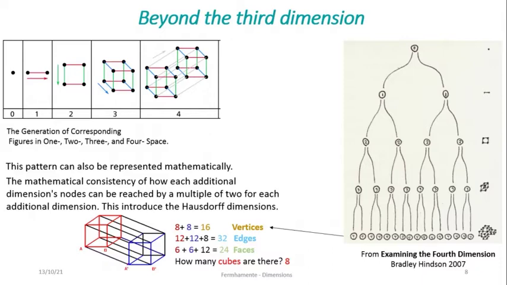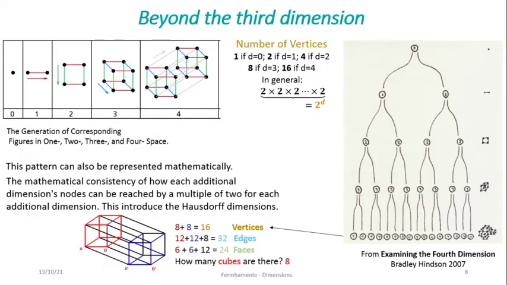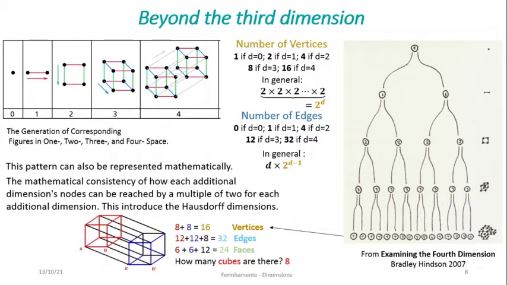If we generalize the process, we obtain the number of vertices as 2 to the power of the number of dimensions, d, while the number of edges is d times 2 to the power of d minus 1. How many cubes are in a tesseract? 8. Did you remember the number of cubes in the Corpus Hypercubus of Salvador Dali? Don't forget this number, because now we try to understand how to count this number by introducing the Hausdorff dimension.